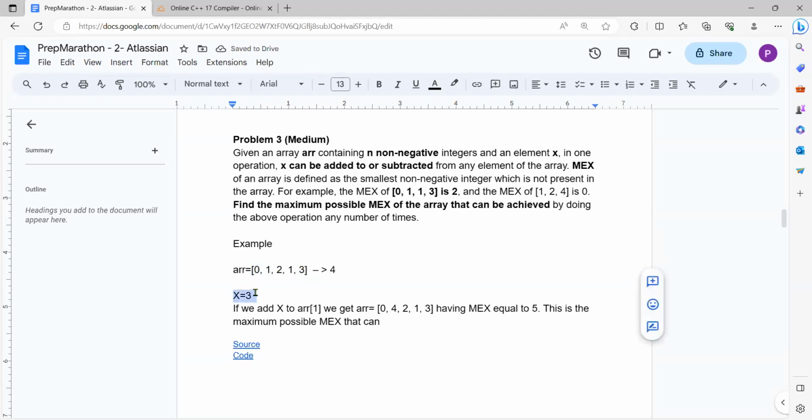Now the value of x for this question is 3. With the help of this x, what I can do is add this x here and it will give me 4. Okay. Now after this my array looks like this: 0, 4, 1, 2, 1, 3. So now I have 0, 1, 2, 3, and 4. So which is the value which is not present here? That is 5. So MEX of this is 5. So I have increased it with this operation. Earlier it was 4.